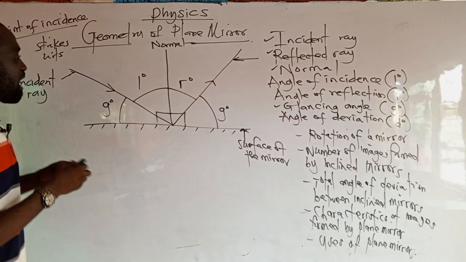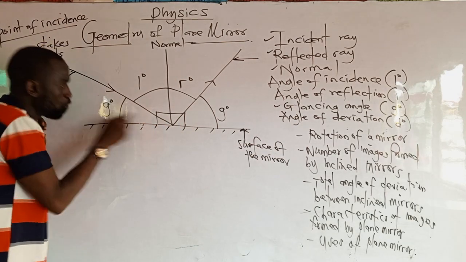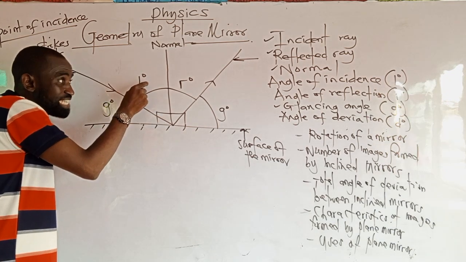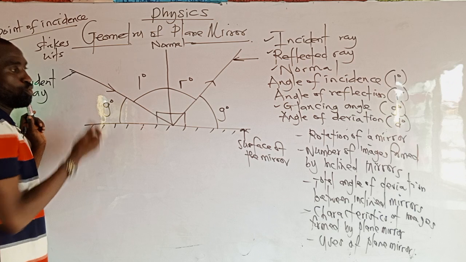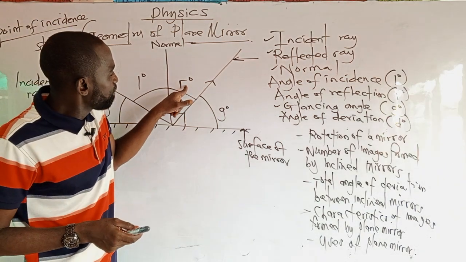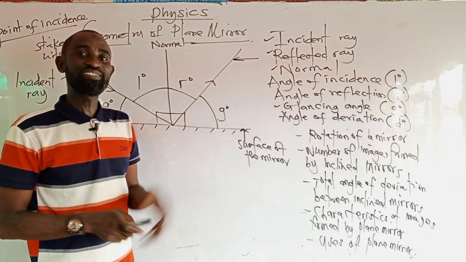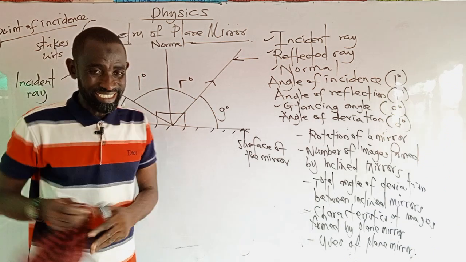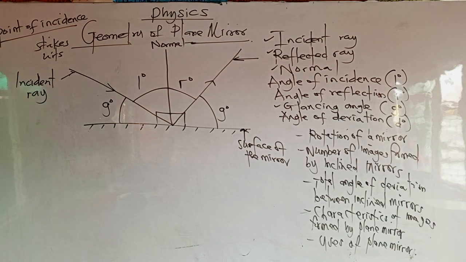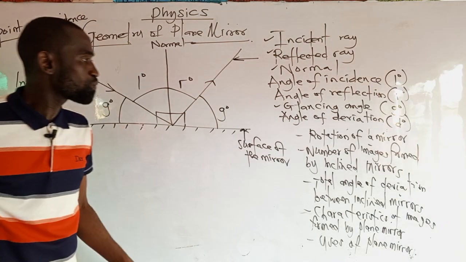So you see that our I plus G gives us 90 degrees. Angle of incidence plus glancing angle gives us 90 degrees. Similarly, angle of reflection plus glancing angle gives us 90 degrees. Okay, so let us just finish. What is the last one?